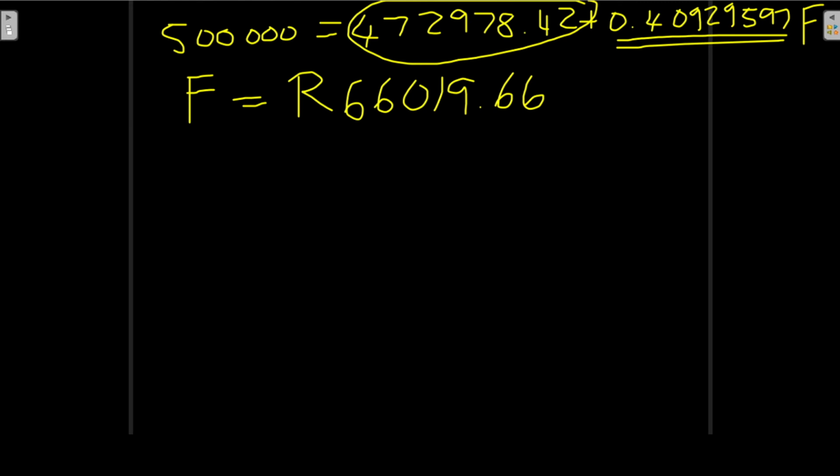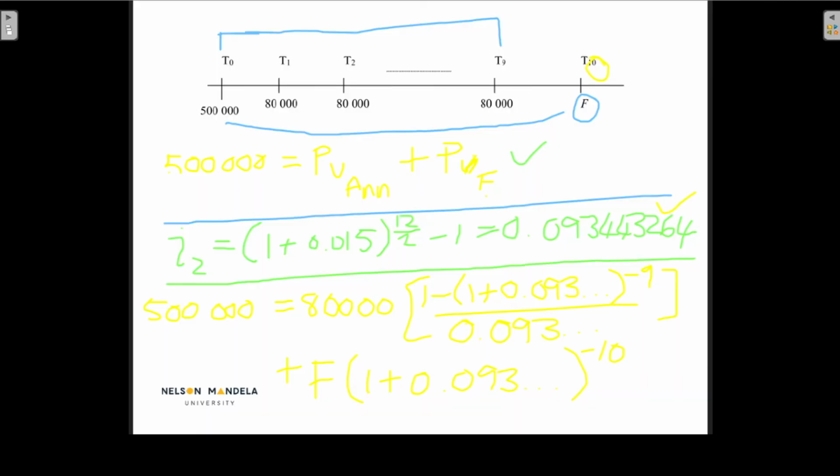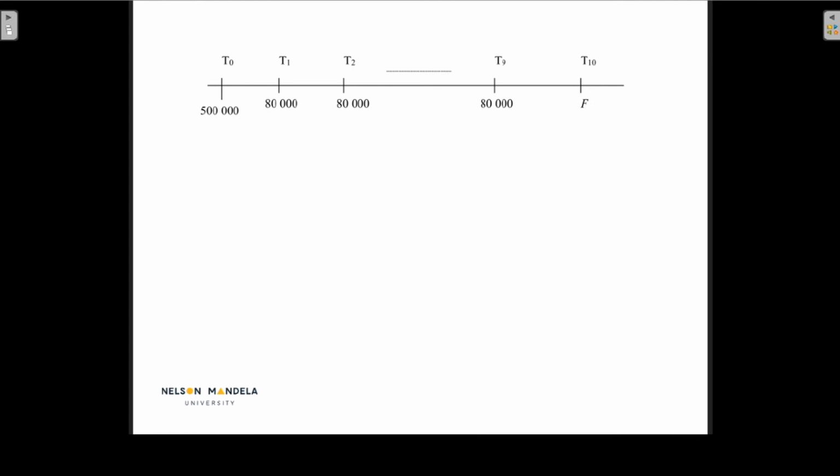Okay, so that was the first method to find the final payment. We can, of course, get the same answer by moving all the payments to time t10. So if we go back to our timeline, for this first one, we moved all the payments to time t0 and set it equal to 500,000 rands. So what we can do next is move the original loan, this 500,000 rands, to time t10 and set that equal to the value of the annuity at the time t10 plus the final payment.